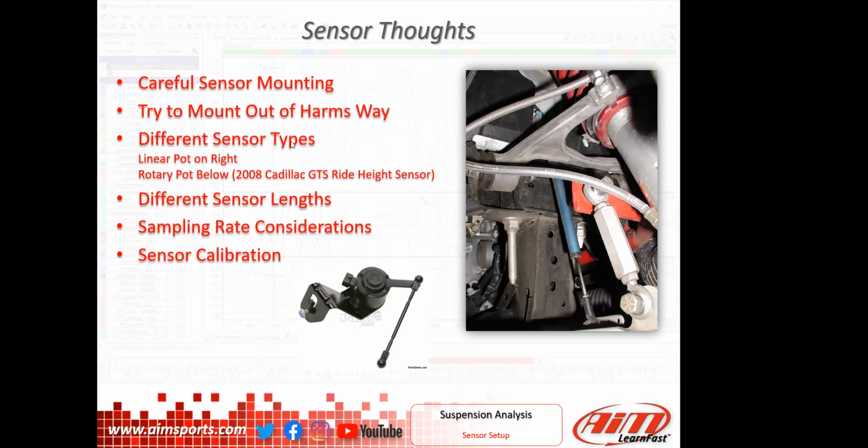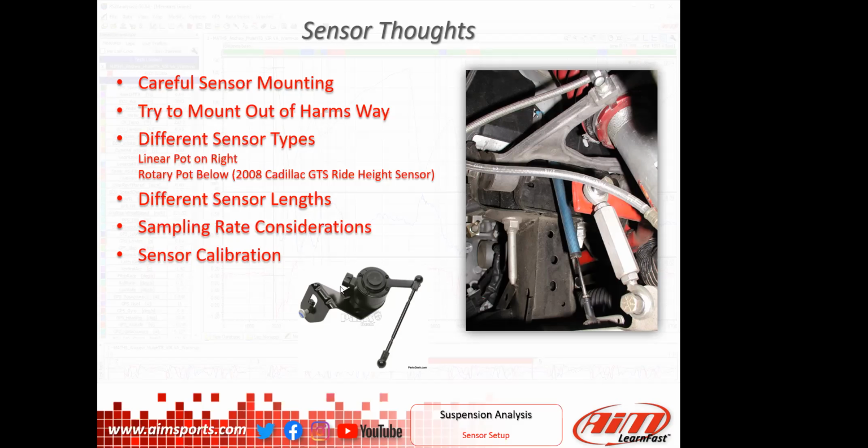There are different sensor types. This is what we call a linear potentiometer, and then this one down here at the bottom is a rotary pot, a rotary potentiometer. There are a number of different types, and even many more beyond that. I just wanted to give you a couple of ideas.